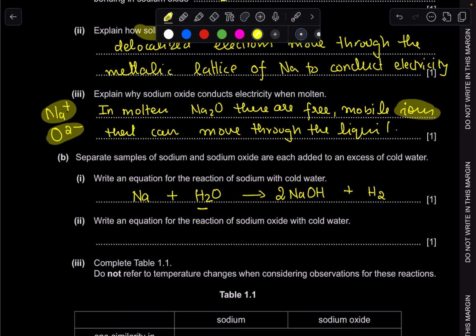When you added 2 over here, now the oxygens also become 2, so you have to add a 2 over here as well. So you added 2 over here, and now sodiums are also 2, so you added 2 over here as well. Now this is a balanced equation.